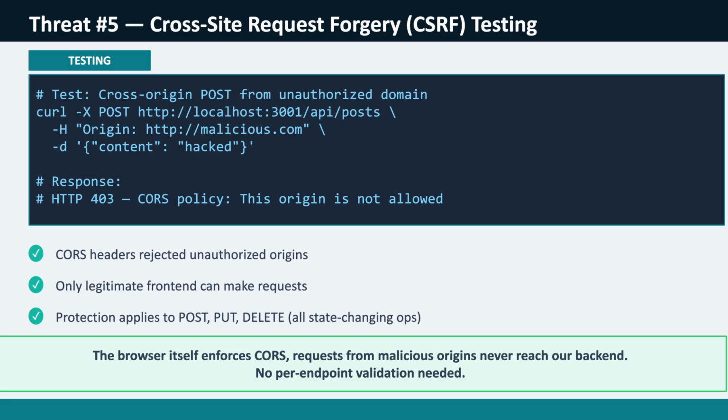We tested cross-site request forgery by attempting requests from unauthorized origins. All attempts were blocked by our CORS configuration. The browser itself enforces this. The request never even reaches our backend. This is incredibly powerful because it protects all our endpoints without needing to add individual validation to each one.